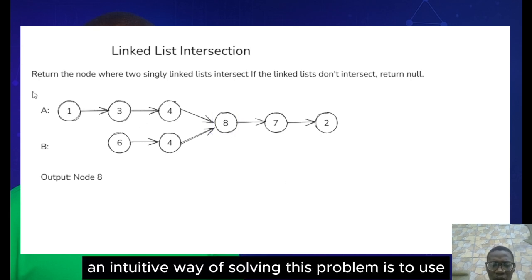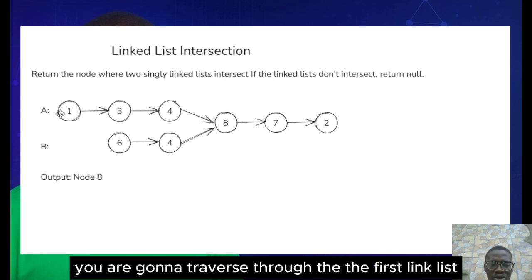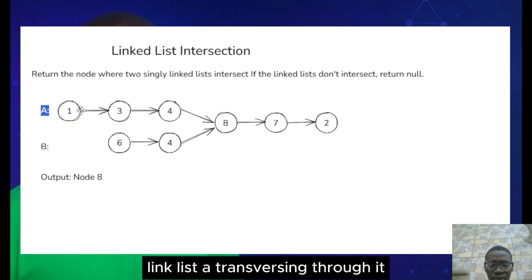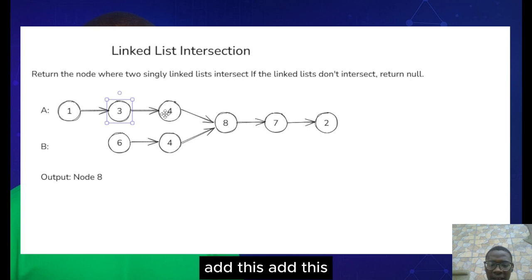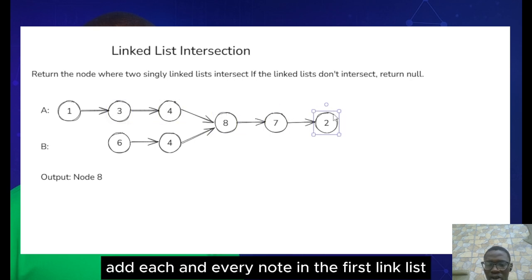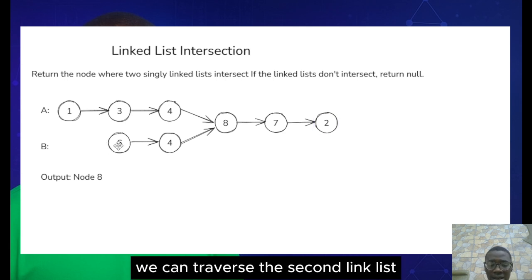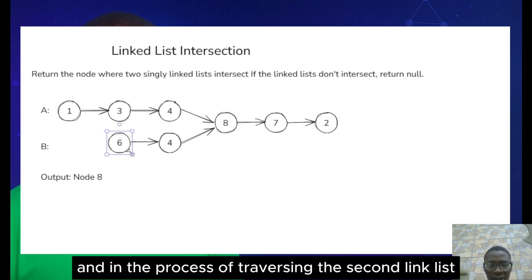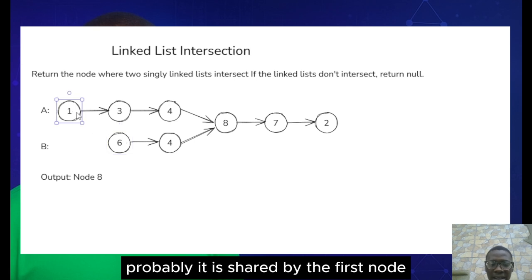An intuitive way of solving this problem is to use a hash set. Using a hash set, we are going to traverse through the first linked list, that is, linked list A, adding each node into the hash set. Add each and every node in the first linked list into the hash set. Next, we can traverse the second linked list, and in the process we are going to be checking each node against the hash set. Probably it is shared by the first list.